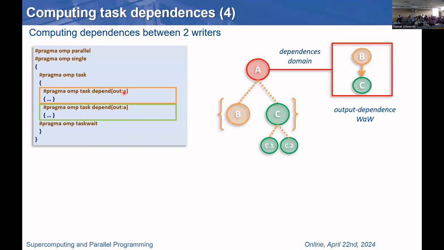And then you can also have the write after write. This would be the same code, but this task now is doing A equals something, and this task is also doing A equals something.